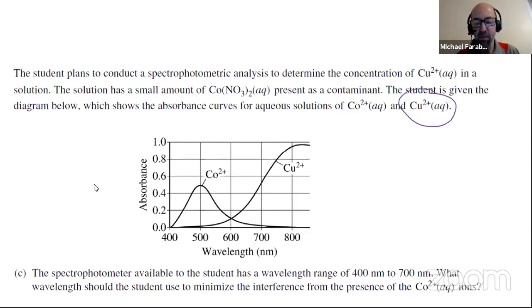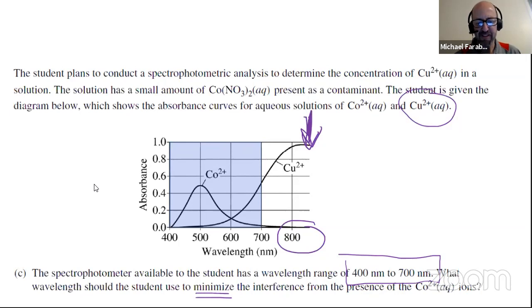Now, the maximum absorbance for copper would be a good thing, like right about here. But I cannot set my spectrophotometer to 800 nanometers as a wavelength because it only goes in the range of 400 to 700. So I've got to work with this window right here. What wavelength should the student use to minimize the interference from the cobalt?